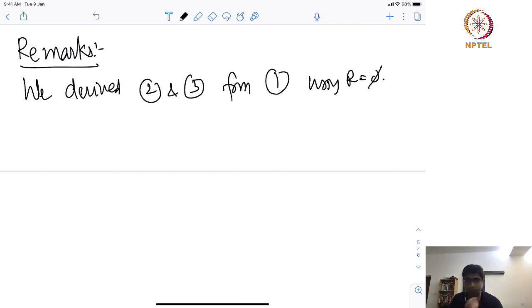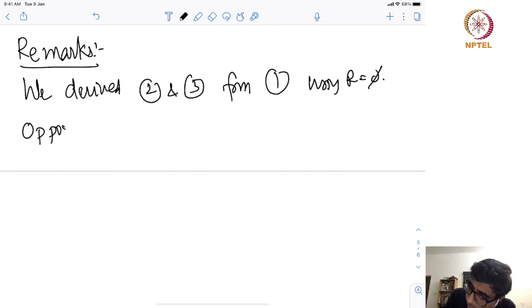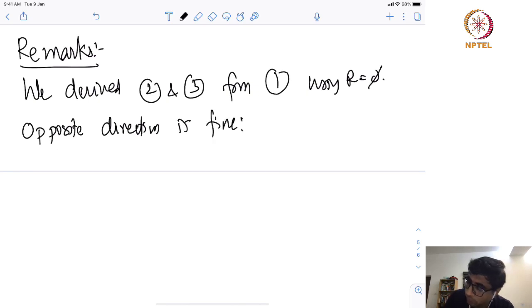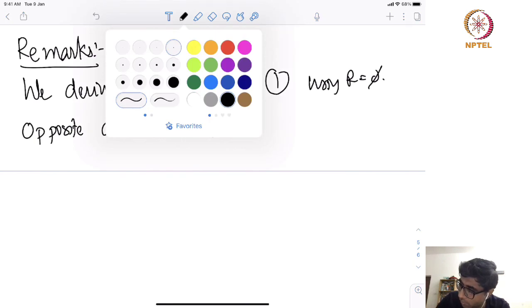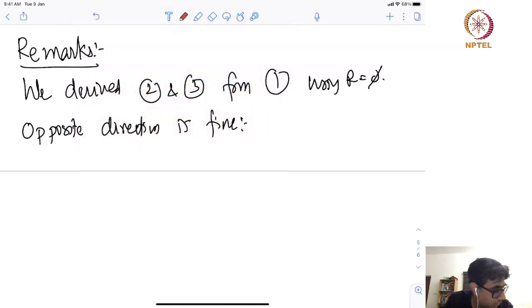And let's show now that even the opposite direction is fine. Why? So we are going to take, okay, let T be a finite set.